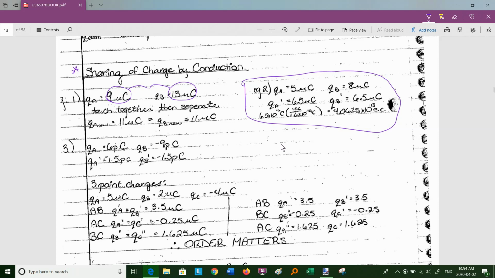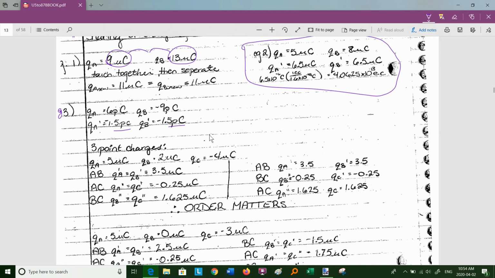And both spheres don't have to be of the same charge. We see here in example 3, QA is 6 picocoulombs, QB is minus 9. Bring them together, take the average, so 6 and minus 9 is minus 3, divided by 2, minus 1.5 picocoulombs on QA, and minus 1.5 picocoulombs on QB. Okay?